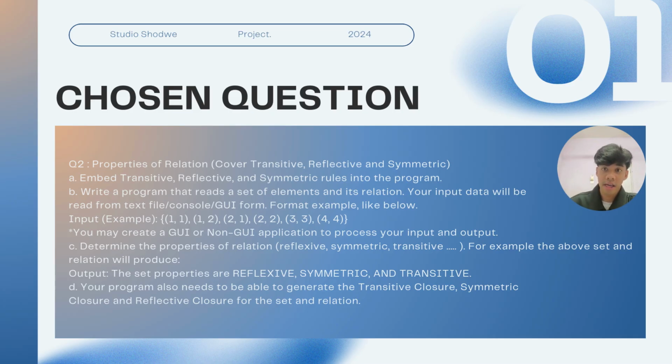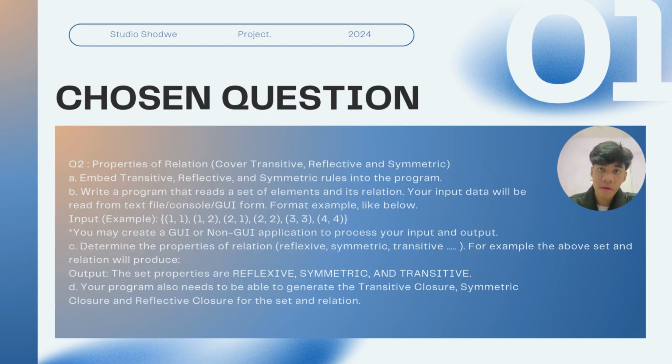Next, we need to write a program that reads a set of elements and its relation. The input can be entered to the console, text file, or GUI. For example, the input relation is shown as ordered pairs such as 1 1, 1 2, 1 2, 2 2, 2 3, and 4 4.